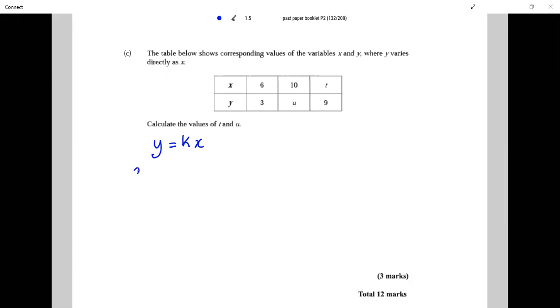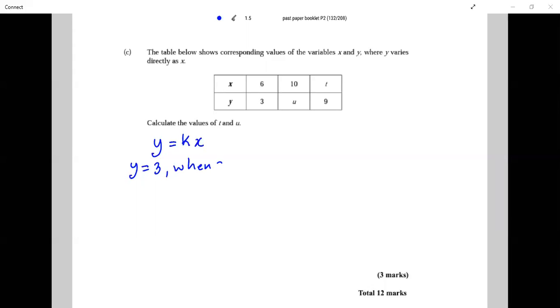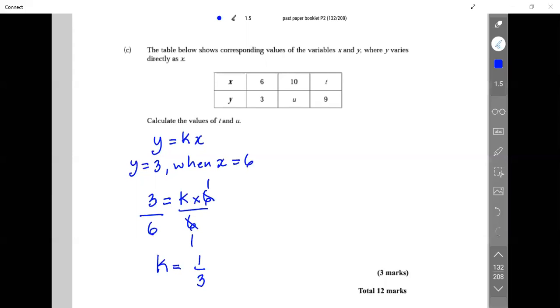Y is equal to 3 when x is equal to 6. I got that from the table. So I'm going to have 3 is equal to k multiplied by 6. Divide both sides by 6 to leave k by itself. So now I have k is equal to 3 over 6, which is equal to 1 over 2. K is a half. So that's step 2.